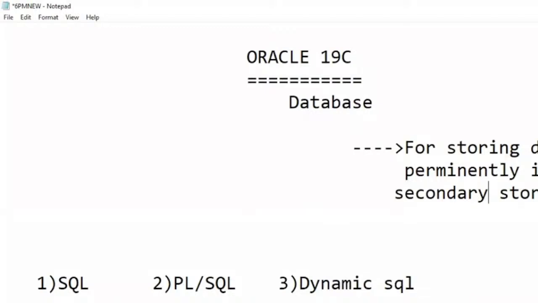ETL developers always need subqueries, joins, materialized views, indexes, partitions, and some concepts. Analytical functions like rank, dense rank, lag and lead are also required, along with PL/SQL stored procedures.